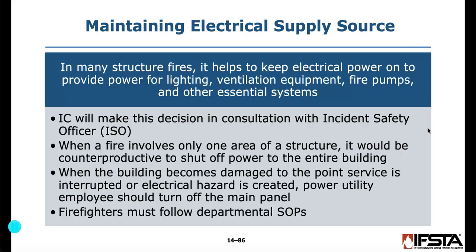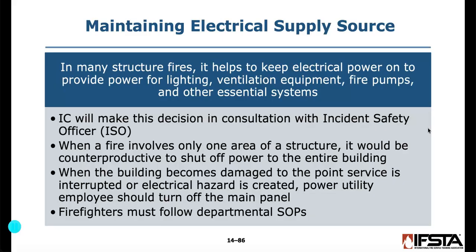Maintaining electrical supply source. In many structure fires, it helps to keep electrical power on to provide power for lighting, ventilation equipment, fire pumps, and other essential systems. The IC will make this decision in consultation with the incident safety officer. And when a fire involves one area of a structure, it would be counterproductive to shut it off to the entire building. That's why we want to shut it off at the panel, because then we can isolate it to the area that we need.